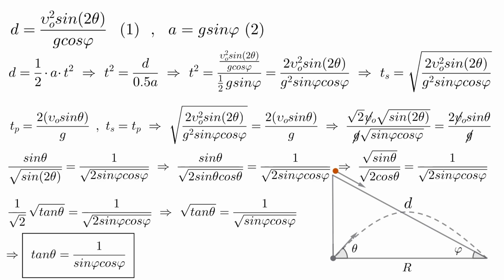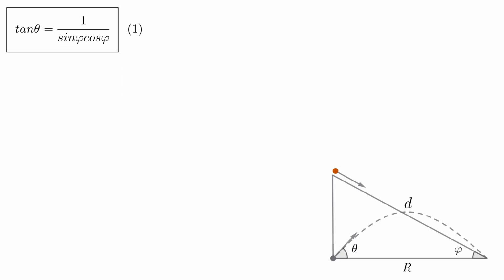As you see here, we had 3 variables, but one of them canceled out, the v naught. So now we have 2 variables, theta and phi. Now we need one more equation, my friends. So let's look at our other initial condition. What does it say?